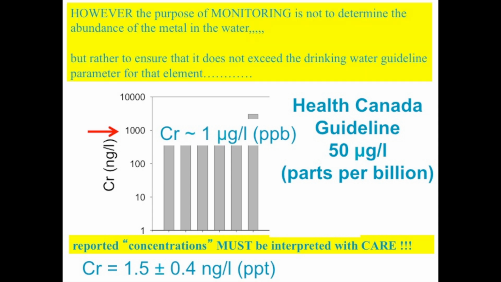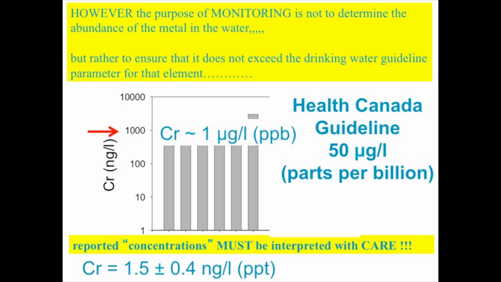But the purpose of monitoring from the Ontario Ministry of the Environment is not to determine how much metal is in the water. The purpose is to ensure that it doesn't exceed the drinking water guideline for that element. It's a completely different purpose. And that's what we have to realize when we look at data from the Ministry of the Environment. So reported concentrations from monitoring studies, we have to interpret with great care.